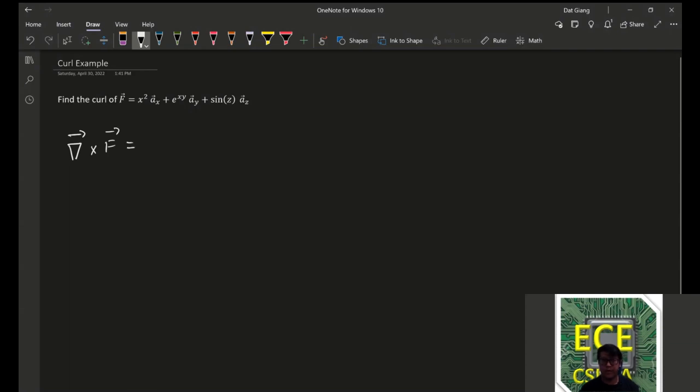What I'm going to do is use a vertical bar to denote each respective direction. I'm going to use a vertical bar, and this is a common notation to denote the determinant. Now, first we have the partial derivative of x, the partial derivative of y, and the partial derivative of z. Then we have x squared, e to the xy, and then sine of z.